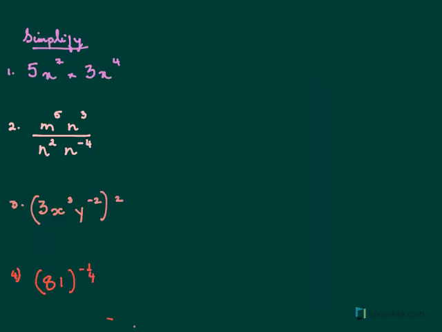Now we'll put all the laws together. Look at the first one. I have 5 x raised to 7 into 3 x raised to 4. So first I'll do 5 into 3 and then x raised to 7 into x raised to 4. 5 into 3 is 15, and here I need to add 7 plus 4. So that will be 15 x raised to 11.